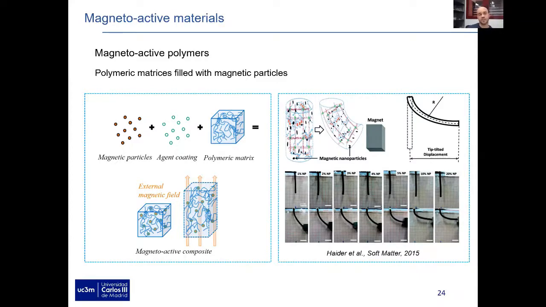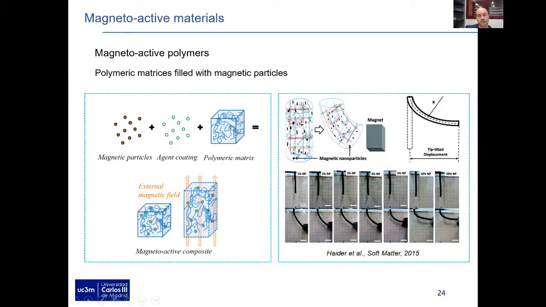So that as soon as we apply any kind of external magnetic field, we're going to generate some interaction forces between the particles, and then by mechanical balance, it's going to introduce some changes in the mechanical properties of the overall composite, or even some mechanical deformations.